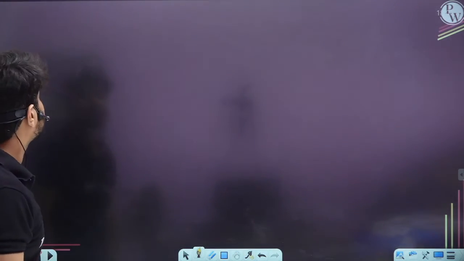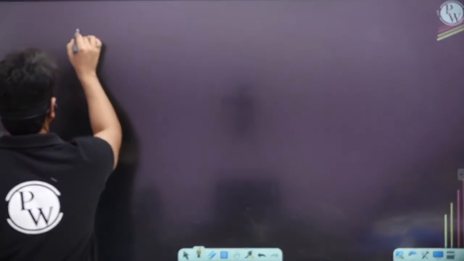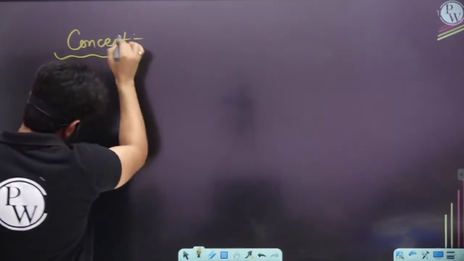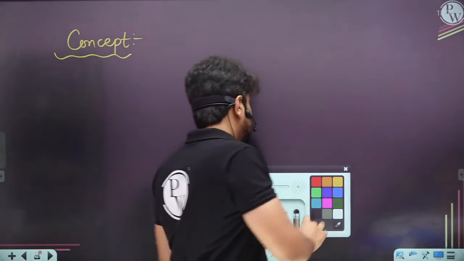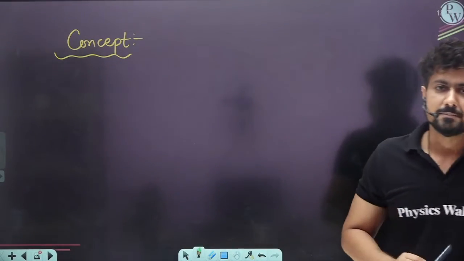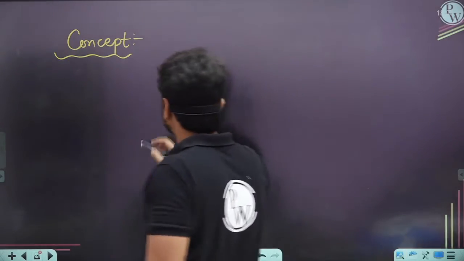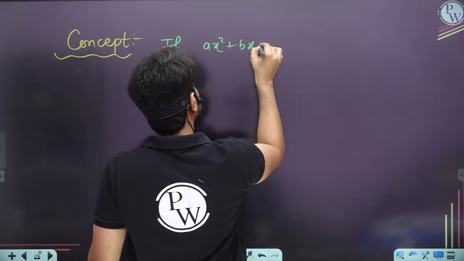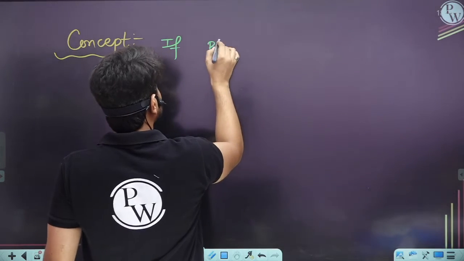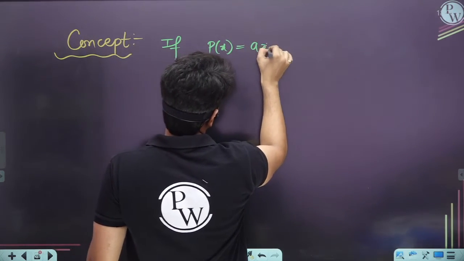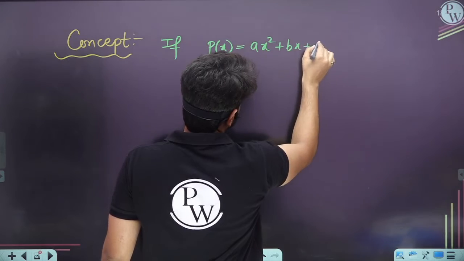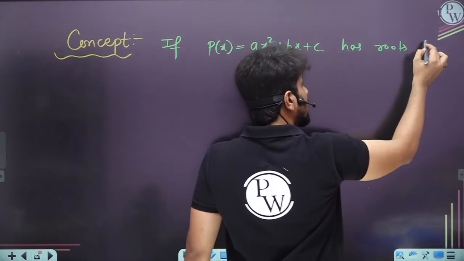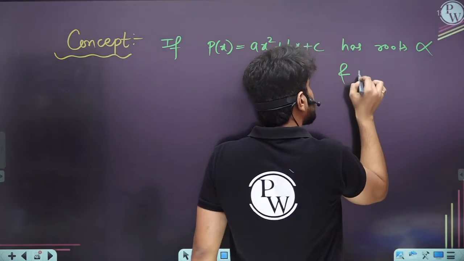So from here we get this concept. What's the concept? The core concept of a quadratic equation. The concept is, if p(x) is equal to ax square plus bx plus c, a polynomial, has roots alpha and beta.